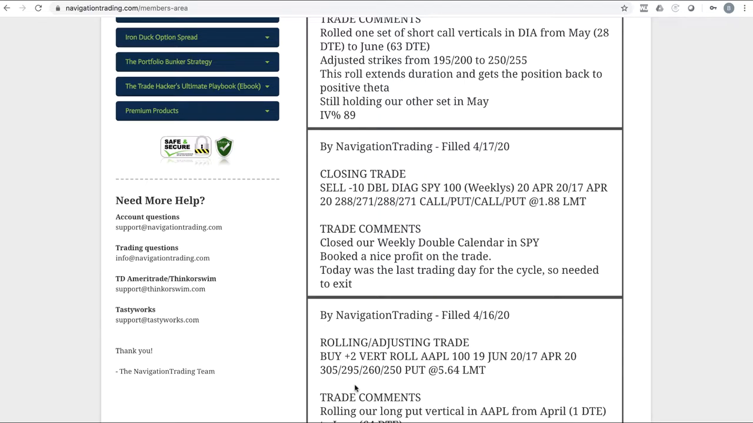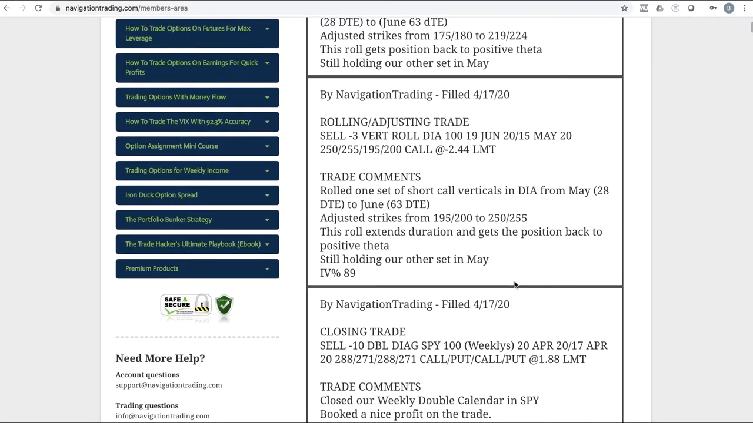So good hold. That's the weird thing about these double calendars: you don't always know if the front week is going to contract more than the back week, especially when they're this close together. So it performed well for us, and we took that off, booked a nice winner.